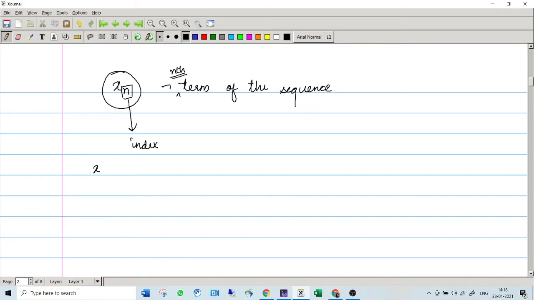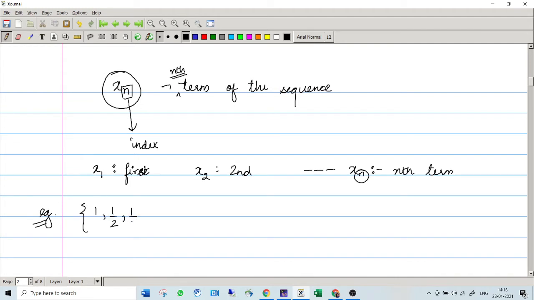For example, x1 is the first term, x2 is the second term, and similarly xn is the nth term, right? Where this n is called the index. So this is the definition for a sequence, and let us consider a few examples again. For example, you're given that your sequence looks like this: 1, 1 by 2, 1 by 3, 1 by 4, and so on. What does the nth term look like?